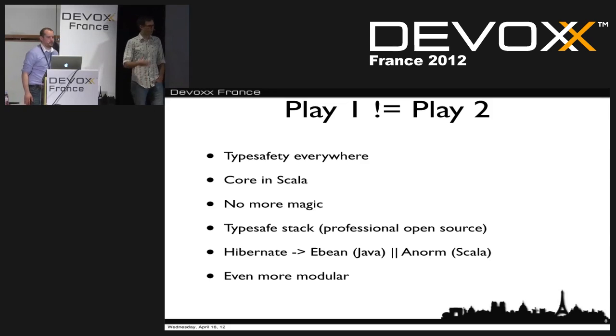Then the core of Play 2 has been rewritten in Scala. This was a major change from Play 1 to Play 2. And this makes the whole Play stack really well suited for high performance work, because now it's based on Scala. It uses a lot of async handling and the iteratee model. So a lot of that is powered by Scala internally.